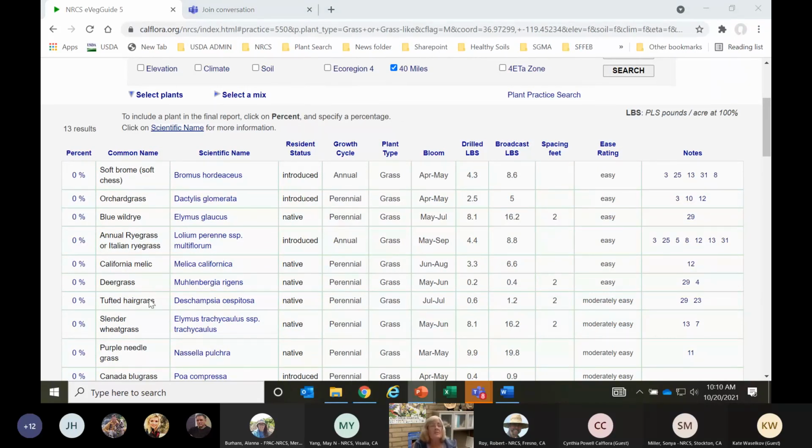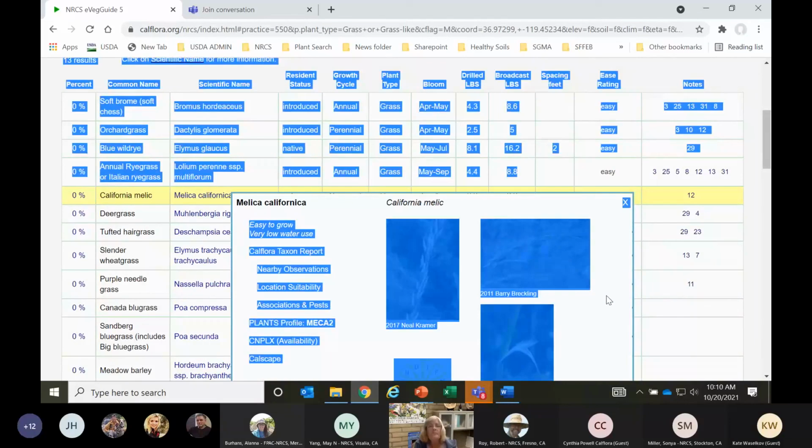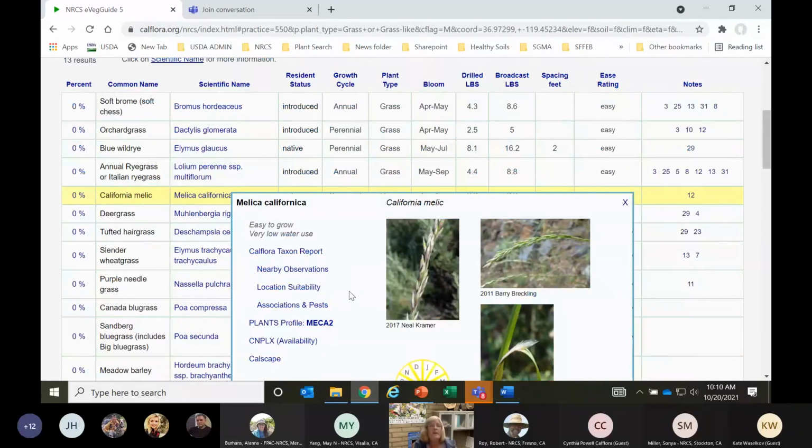There's the common name, the scientific name. This is a live link. So Melica californica, this will go right into the plant database. You get photos of the plants. You can see, and I haven't moved it, but you can see when it's blooming, observations, locations, use, suitability, the kind of stuff Cynthia was talking about.